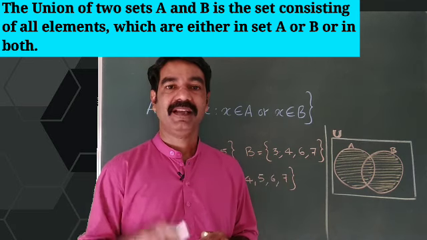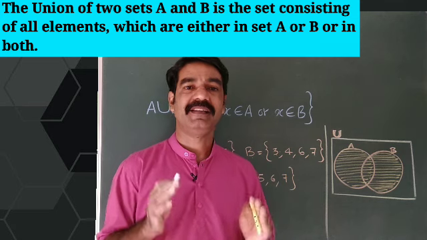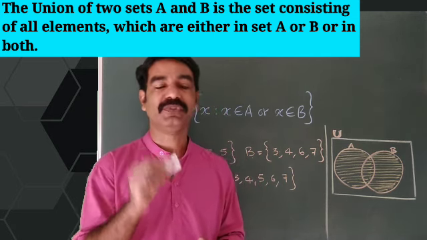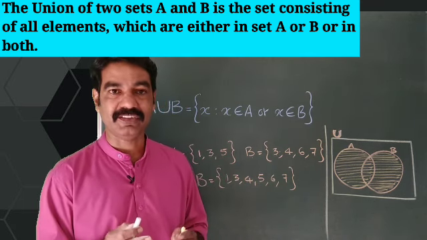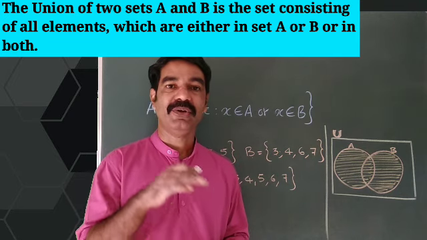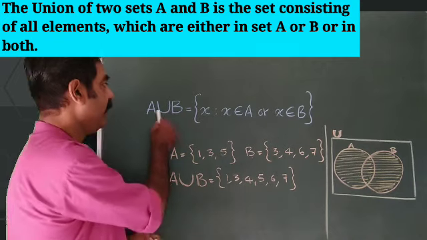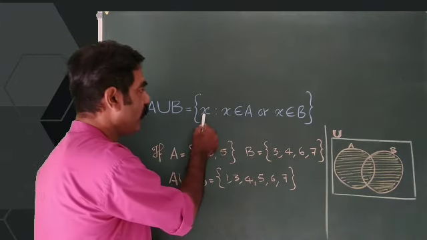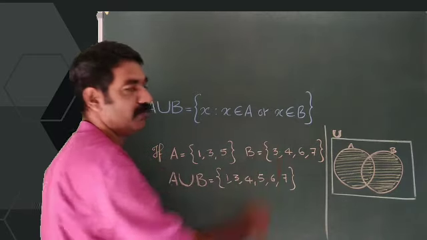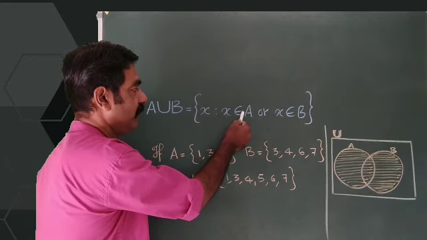എയിലുള്ളത് അല്ലെങ്കിൽ ബിയിലുള്ളത്, എയിലും ബിയിലും ഉള്ളത് എല്ലാം അടങ്ങിയതാണെന്ത്? എ യൂണിയൻ ബി. ഓക്കെ, so union of two sets A and B is a set consisting of all elements which are either in A or in B, or in both. So symbolically we can write, A union B is equal to set of all x such that x belongs to A, or X belongs to B.